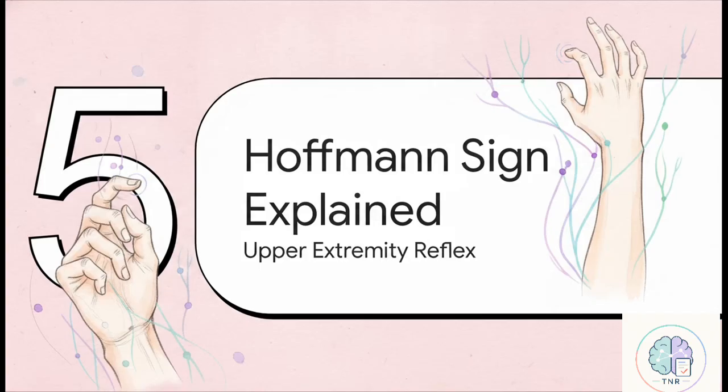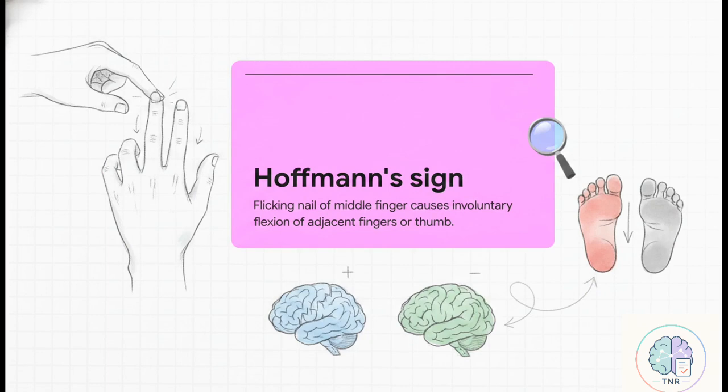Finally, Section 5, the Hoffman sign explained. Shifting to the upper extremities, we have the Hoffman sign, named after Johann Hoffman. This basically tests for a similar UMN interruption, but in the arms. To do it, you flick downward briskly on the nail of the patient's middle or ring finger. A positive response is this involuntary, twitchy flexion of the adjacent fingers or the thumb.